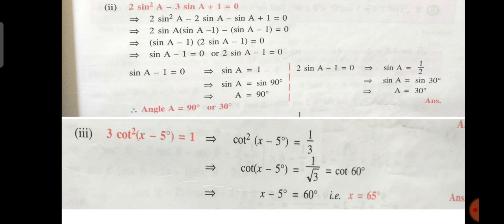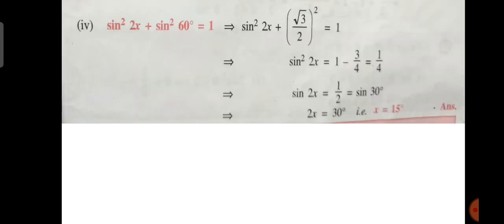1 by root 3 is the measure of which trigonometric ratio angle, you should know. For that I have told you 1 by root 3 is cot 60 degree. So x minus 5 is 60 degree because both cot angles are given, so we can equate them. Then x is 65 degree, sorry. Similarly, the fourth question also you can find from that.